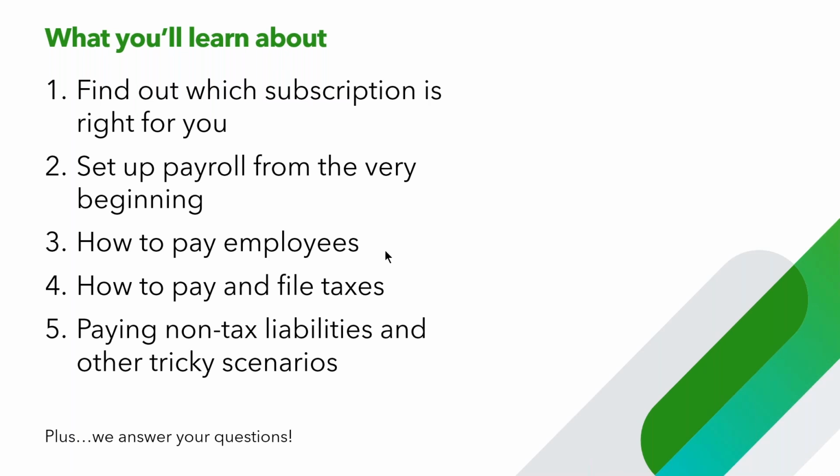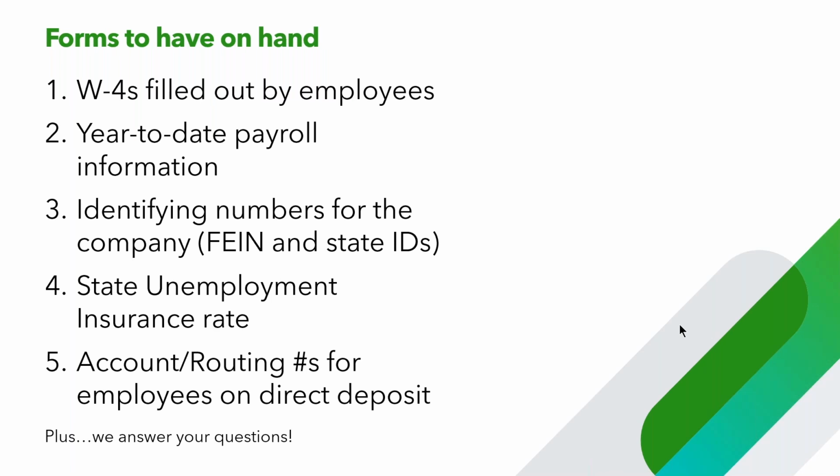But actually, before I do that, I just want to go through a quick list of things that you'll want to have on hand when you're getting ready to set up payroll. So you'll want to have W-4s filled out by your employees. You're going to want to make sure you have any year-to-date payroll information if you're switching from another payroll service to QuickBooks Online payroll. Any important numbers for your business, like your EIN, any state numbers that are important.